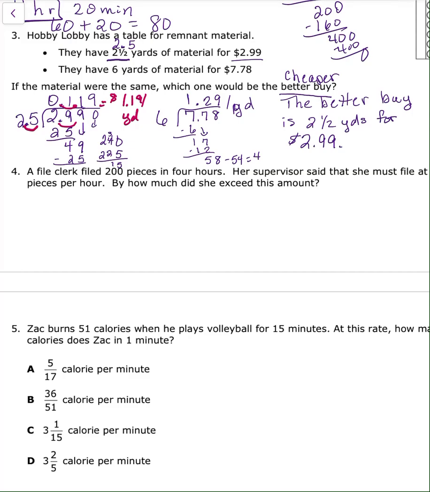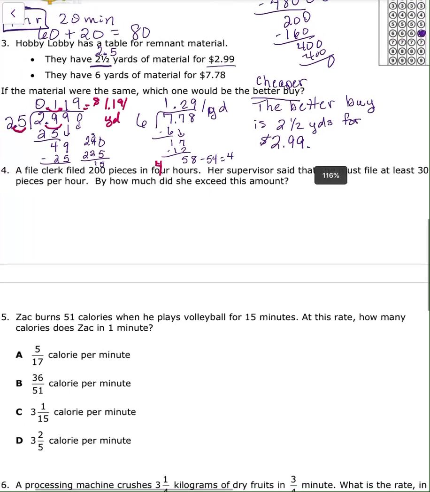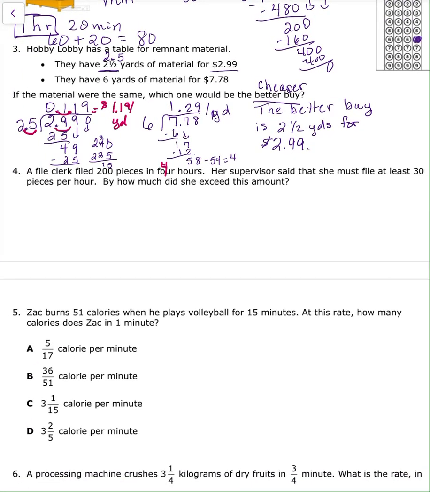All right, a file clerk filed 200 pieces in 4 hours. So sometimes it helps to write the number so that you can remember that that's there. It says her supervisor said she must file at least 30 pieces per hour. At least 30 pieces per hour. So this is what she is doing, and she has to do at least 30, so it can be 30 or more pieces per hour. By how much does she exceed this amount? So how much does she exceed means to go over. So how much does she go over that amount?